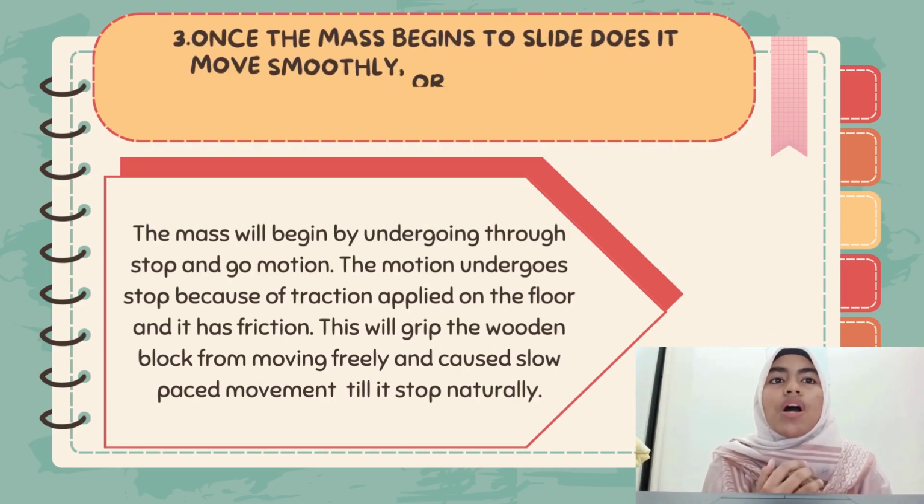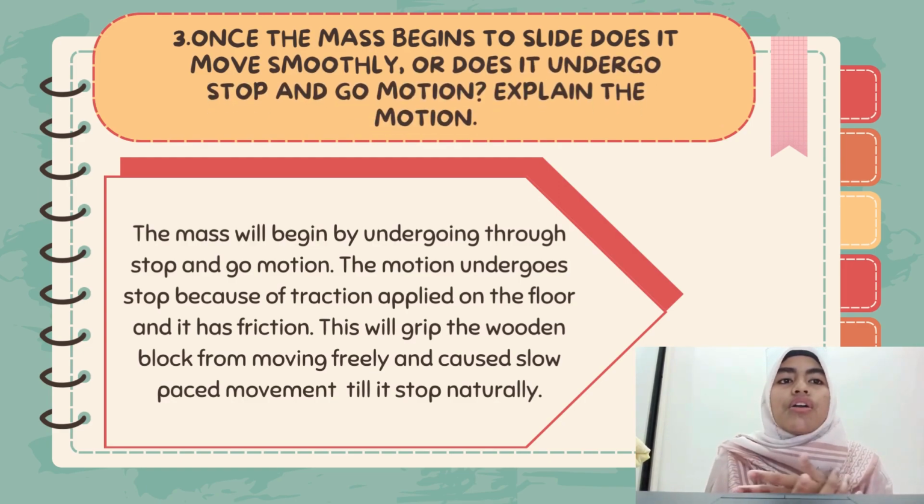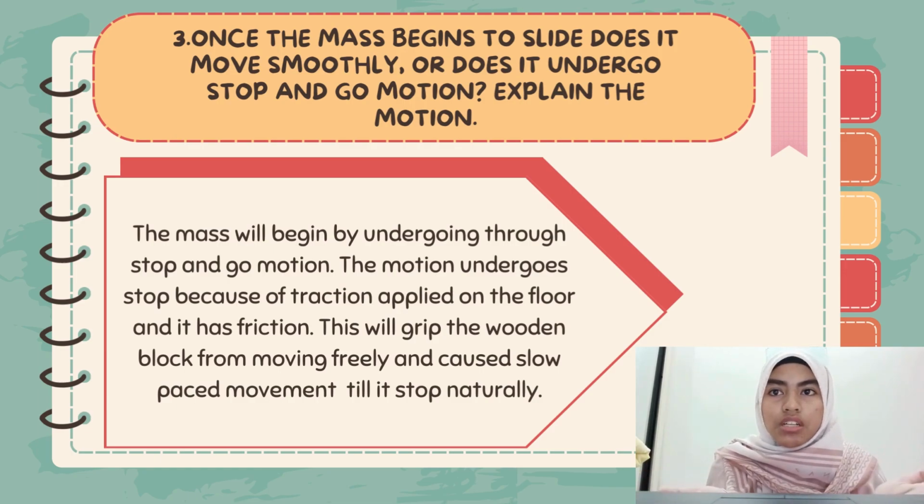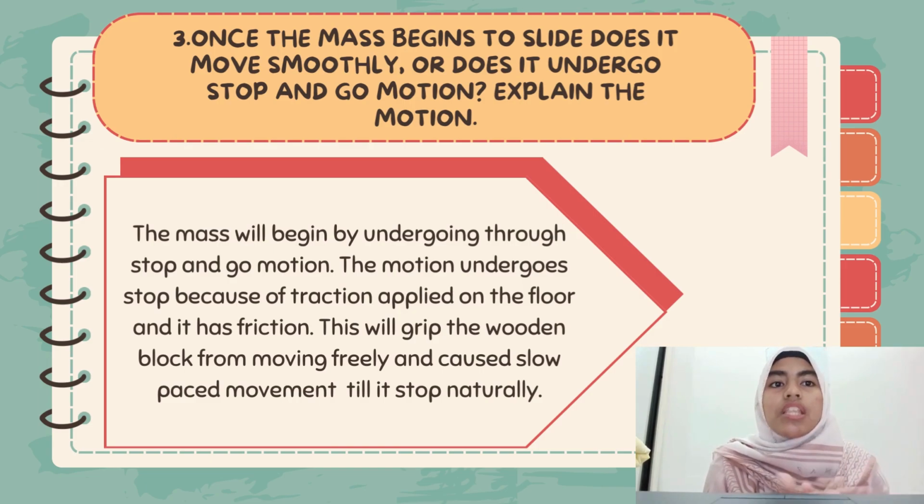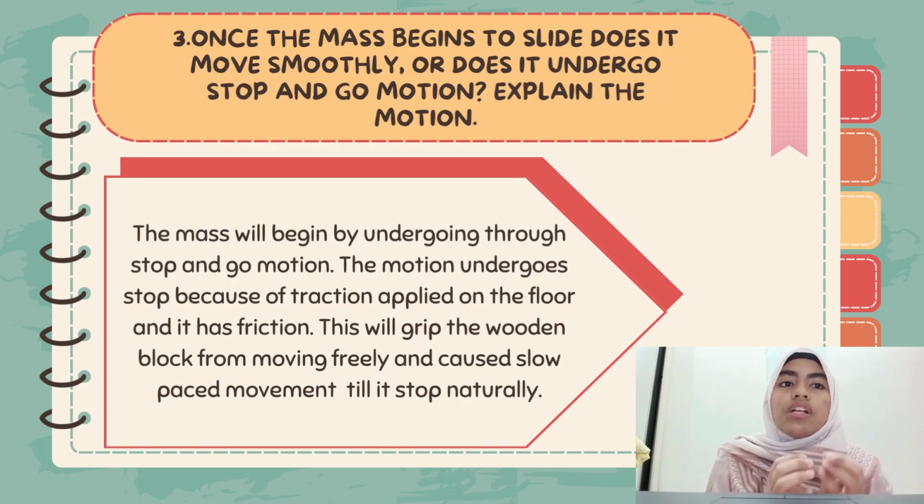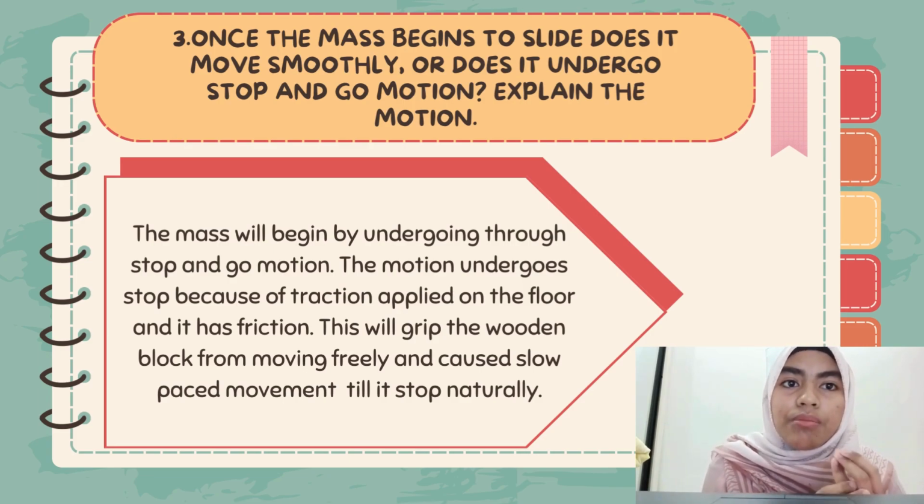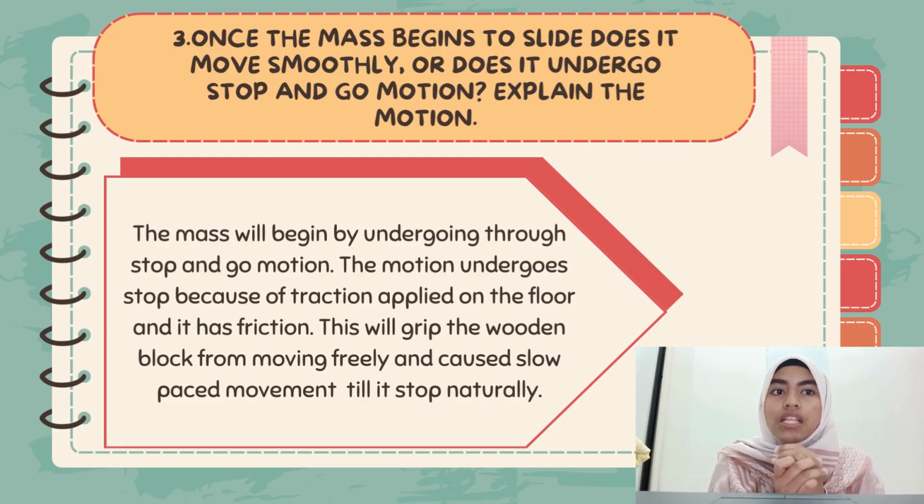Question number 3. Once the mass begins to slide, does it move smoothly or does it undergo stop-and-go motion? Explain the motion. The mass will begin by undergoing stop-and-go motion. The motion stops because of traction applied on the floor and it has friction. This will grip the wooden block from moving freely and cause slow-paced movement until it stops naturally.